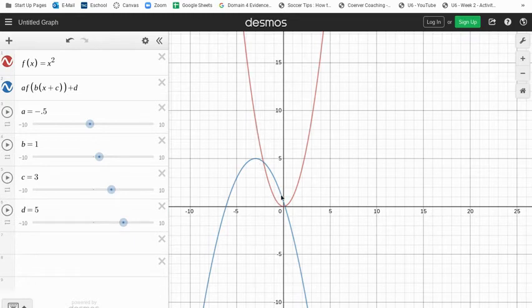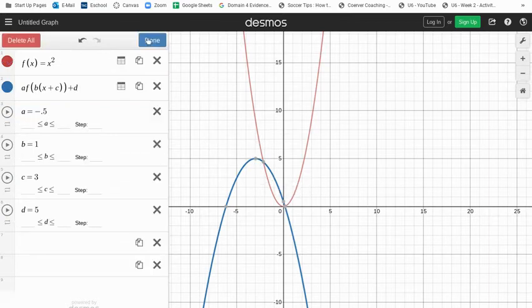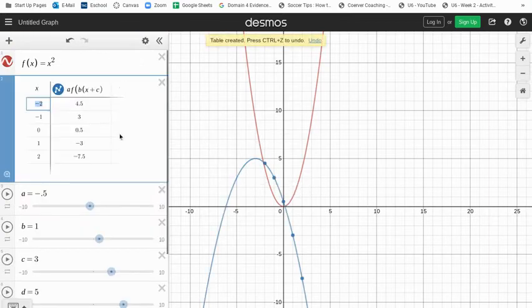So my parent function is red. Now my new function is blue. Okay, so if I want to graph this, I need some points. Notice I just clicked on those, but these points aren't nice and neat, the vertexes, but none of the other ones. So I'm just going to go here and create a table for that. And here are some nice, neat points, right?